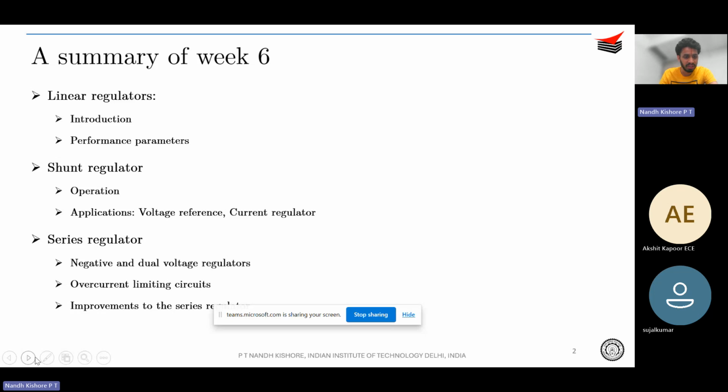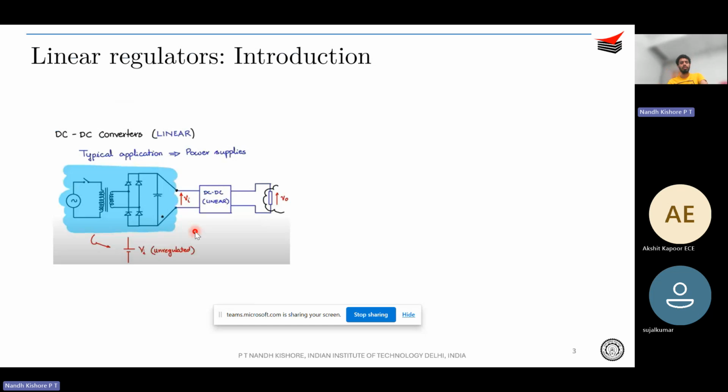I'll just turn on my pointer over here. All of these slides are based on whatever was covered in the lecture slides as well. So it's just a recapitulation of all the slides that were covered in the lectures.